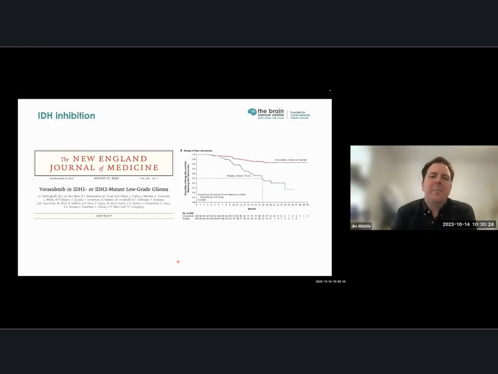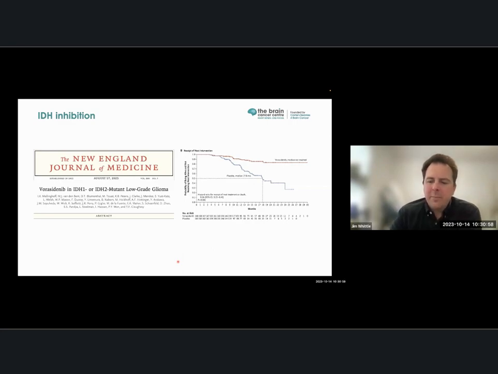The final thing to mention here, obviously the biggest excitement in 2023 in our field, is the introduction of IDH inhibitors. So vorasidenib, which is a dual IDH1 and 2 inhibitor, showing in the red a significant delay in time to the next treatment intervention compared to placebo, which is clearly very meaningful in this group if we can delay their radiation and chemotherapy. And hopefully over the coming years, we'll see increasing access to these medications and make them more broadly available to the community.